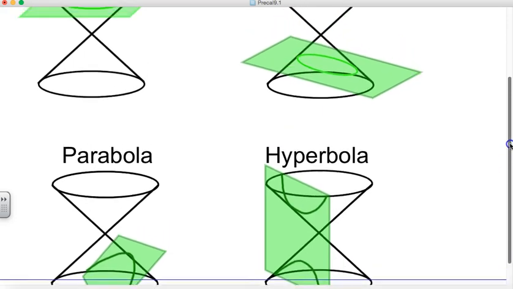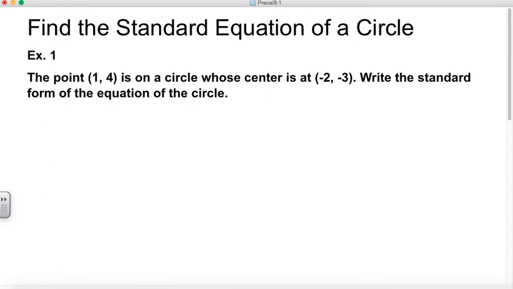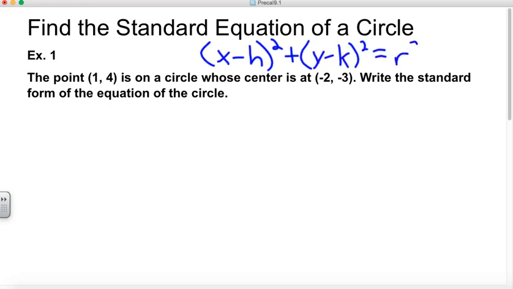But today we're just going to be talking about the circle and the parabola. We'll talk about ellipse and hyperbola a little bit later on in another lesson. Okay, so first thing we'll talk about is finding the standard equation of a circle. The form for the standard equation of a circle is (x minus h) squared plus (y minus k) squared equals r squared, where (h, k) is the center of the circle. So the center is at the point (h, k), and the radius of your circle is r.